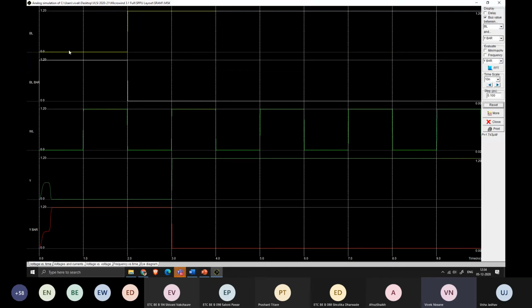So BL here, can you see the yellow line? BL is 0, and whenever WL is equal to 1, your Y is 0. So whenever WL is equal to 1, your data will be written inside the cell. Since BL is equal to 0, WL is equal to 1, therefore Y is equal to 0. Here BL afterwards becomes 1. BL is equal to 1, WL is equal to 1, therefore Y is equal to 1. The BL values are getting written inside the cell.